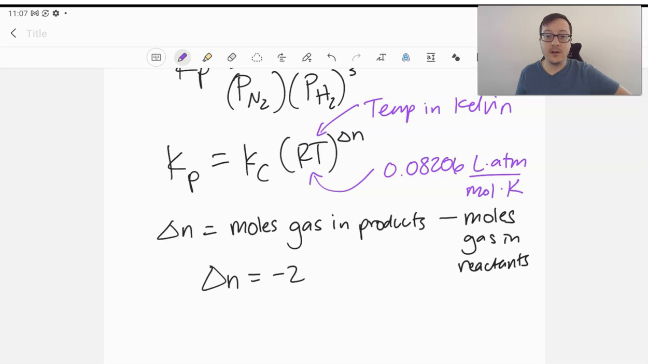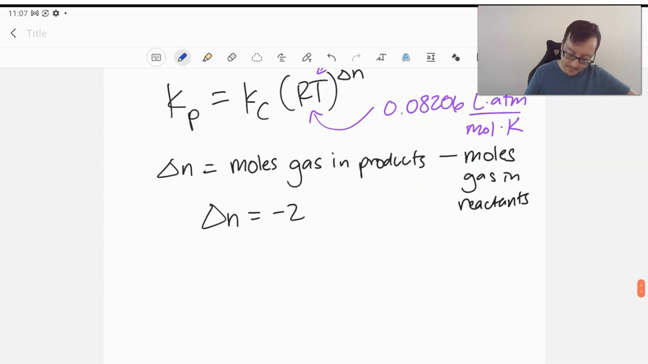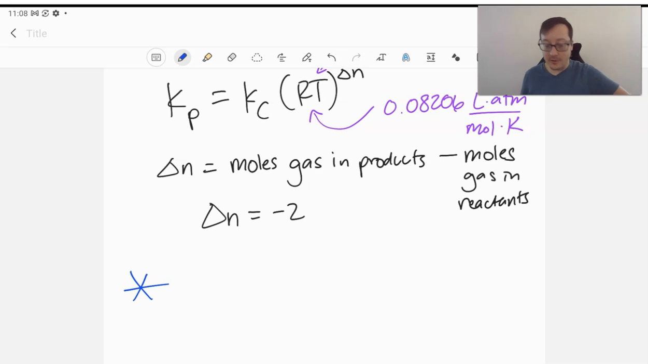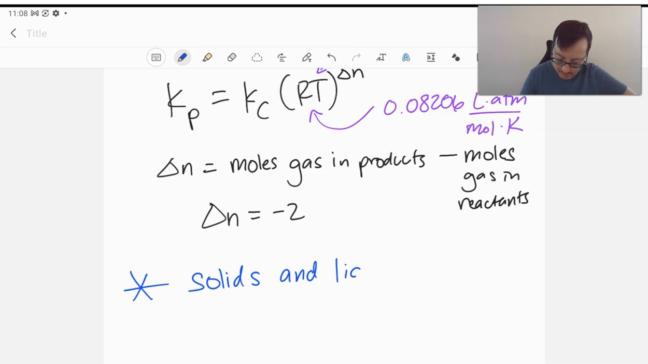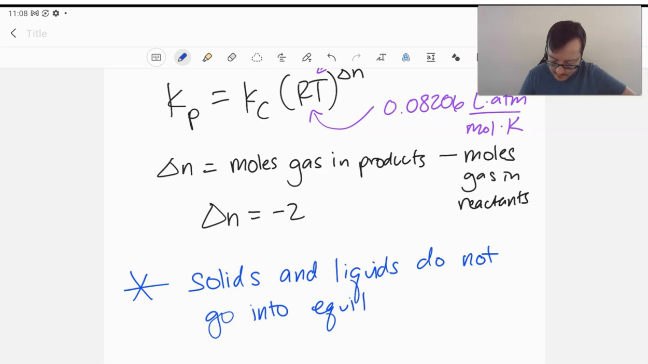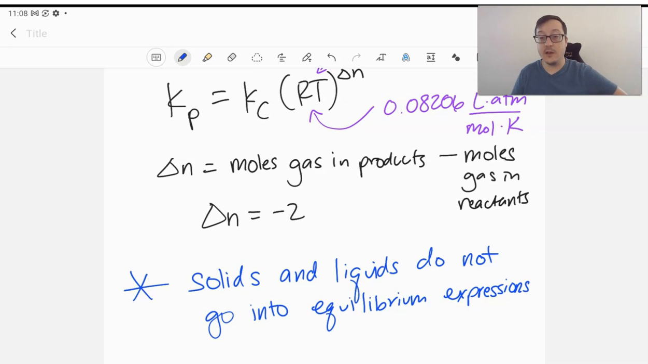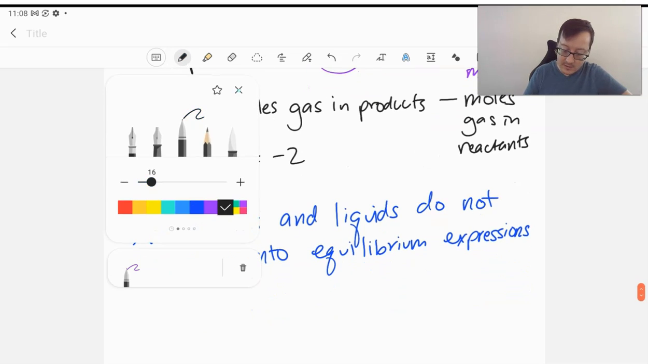And so that's not quite it. We have one more thing to note. With equilibrium constants, last note here, solids and liquids do not go into the equilibrium expression, because they don't have concentrations. They do not go into an equilibrium expression. So only aqueous and gases.